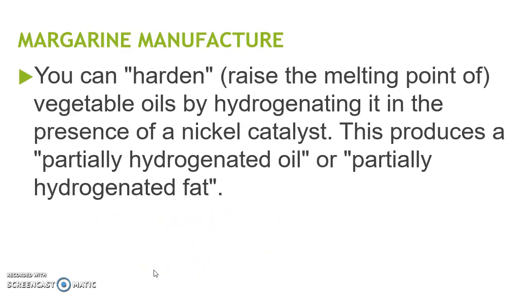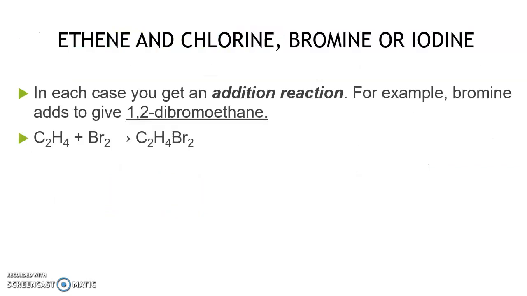Now this particular reaction can be used to convert vegetable oils to margarine. Now vegetable oils are reacted with hydrogen in the presence of nickel as a catalyst. The vegetable oils are converted to the apparently soft margarine. This produces partially hydrogenated oil or partially hydrogenated fat. Now margarine is easier to spread on toast when compared to vegetable oils.